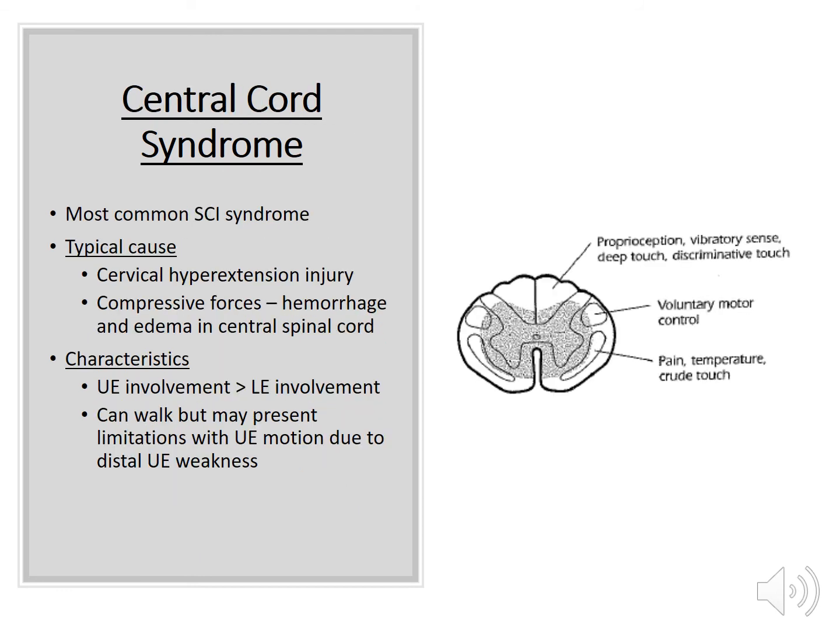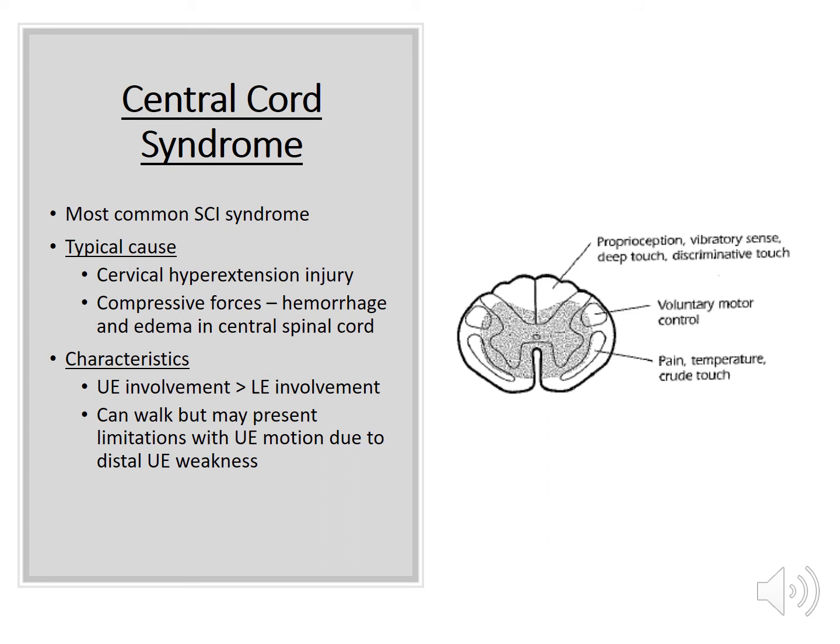The following we're going to talk about is central cord syndrome. This is the most common spinal cord injury syndrome. The typical cause is cervical hyperextension injury or compressive forces due to hemorrhage or edema in the central spinal cord. It usually occurs at the cervical spine. It may also occur in individuals that have cervical spondylosis who have sustained a cervical hyperextension injury during a fall or a motor vehicle accident.